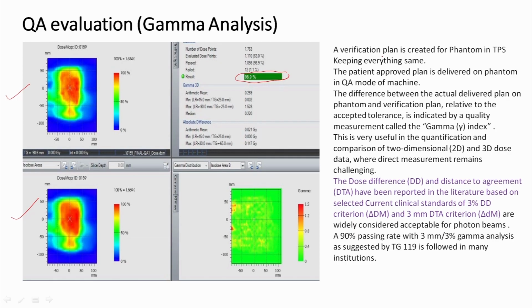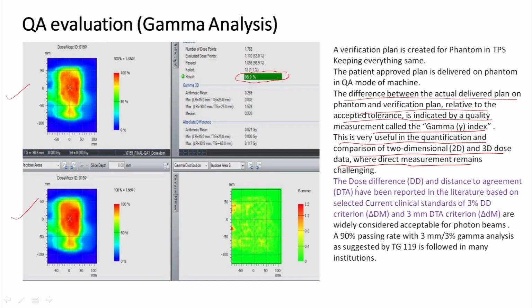Now, verification: the difference between the actual delivered plan on the phantom and the verification plan, relative to the accepted tolerance, is indicated by a quality measurement called the gamma index. As I said, this is very useful in the quantification and comparison of two-dimensional and three-dimensional dose data where direct measurement remains challenging. How do we evaluate this gamma index?